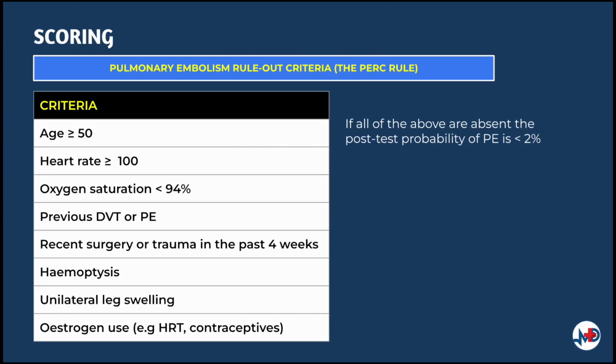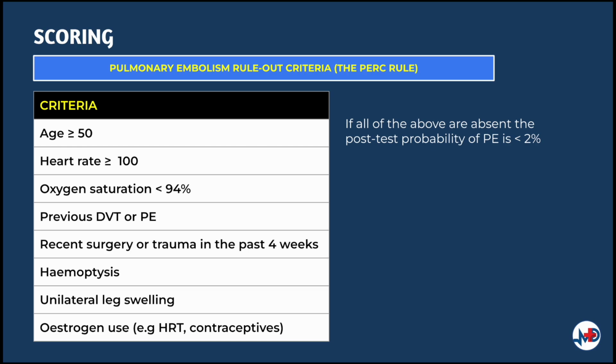NICE updated their guidelines on the investigation and management of venous thromboembolism or VTE in 2020, and one of the key changes was the use of pulmonary embolism rule-out criteria, which is the PERC rule. All the criteria must be absent to have a negative PERC result. This should be done when you think there is a low pre-test probability of PE, but want more reassurance that it isn't the diagnosis. This low probability is defined as less than 15%, although it is clearly difficult to quantify such judgments. A negative PERC reduces the probability of PE to less than 2%.